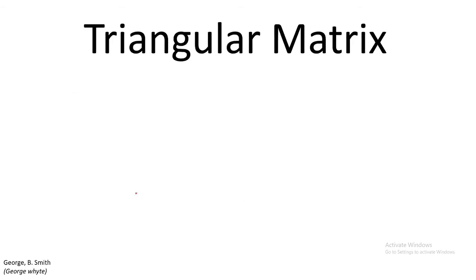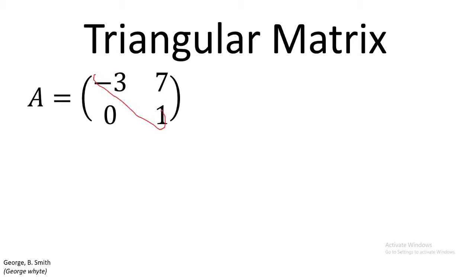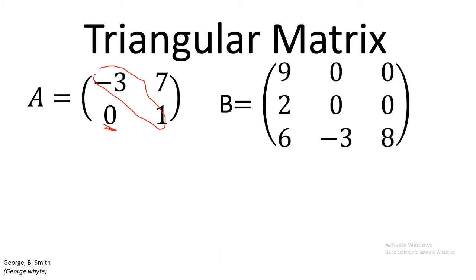Then we have the triangular matrix. A triangular matrix is also a square matrix. This time it has all elements below or above the principal diagonal equal to 0. You can see this is the principal diagonal. Here we have elements below it equal to 0, or you can have elements above.